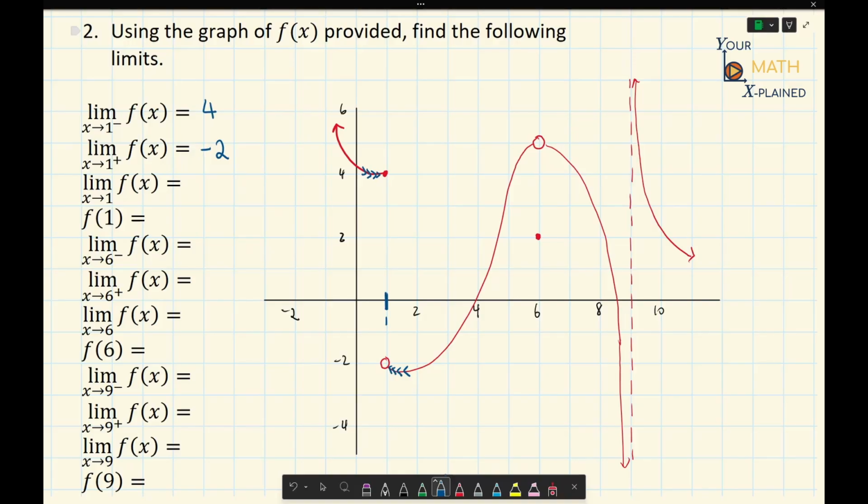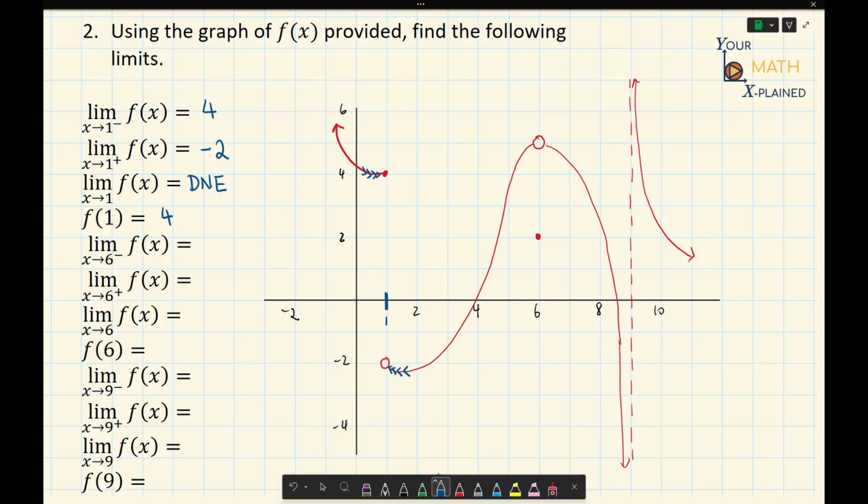And since the limit from the left side is equal to 4, but the limit from the right side is -2, the overall limit does not exist because we have two different values. The fourth part is not a limit. It's asking us for the actual value of the function at x is equal to 1. And we can see that that is actually equal to 4 because we have a solid dot there. So f of 1 is equal to 4.